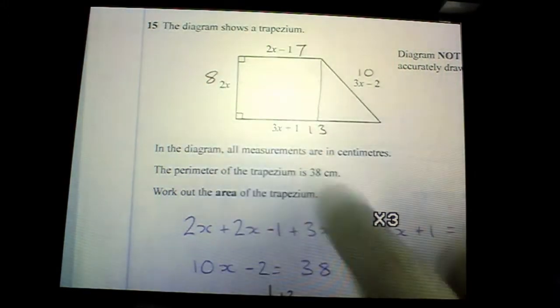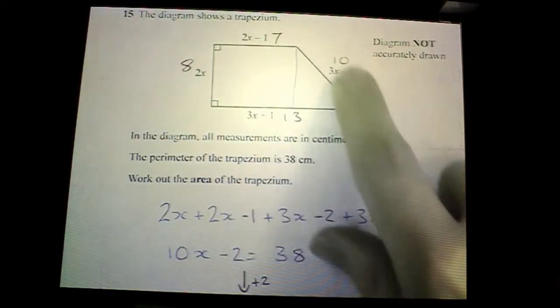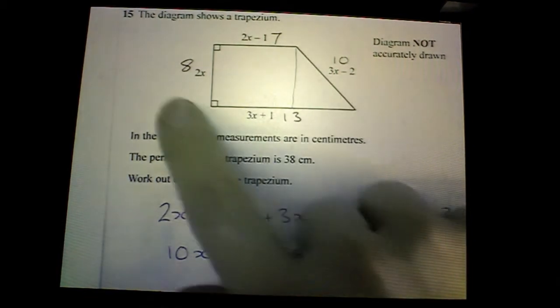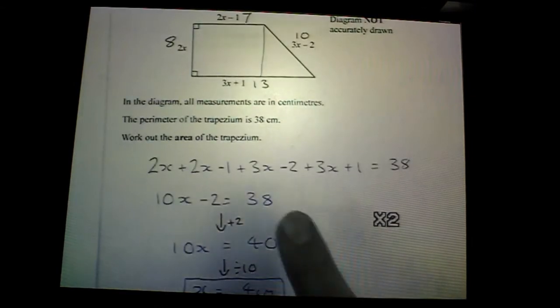I've added some of my own numbers on up here. I'll go through them in a minute. So the perimeter is 38. 2x add 1, add 3x take 2, add 3x add 1, add 2x equals 38. And that's exactly what I've written down here.